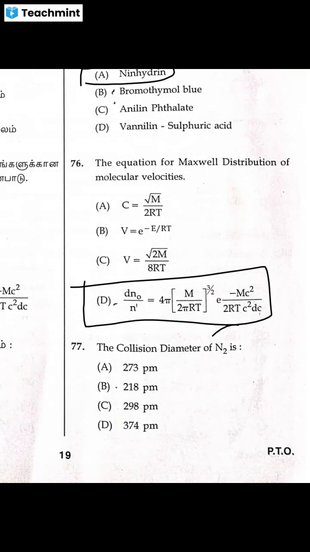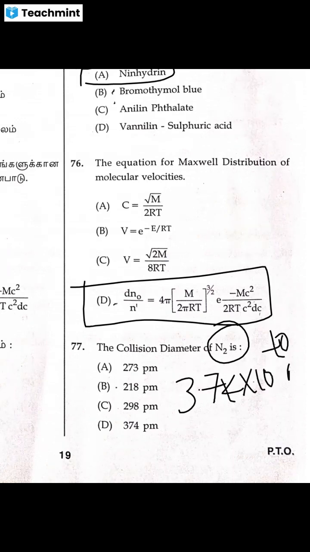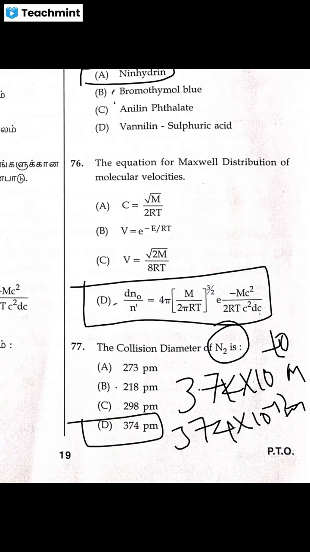And for nitrogen, it is the collision diameter of nitrogen. Actually, it is given as 3.74 into 10 power minus 10 meter, okay? They have given the diameter in picometers, so we write it as 374 into 10 power minus 12 meter. Actually 1 picometer is equal to 10 power minus 12 meter. So according to that, option D is the correct answer.